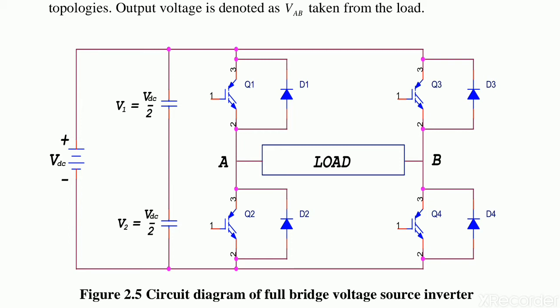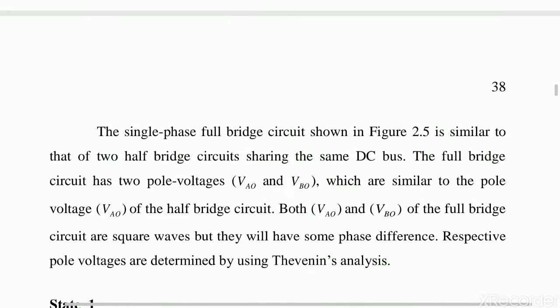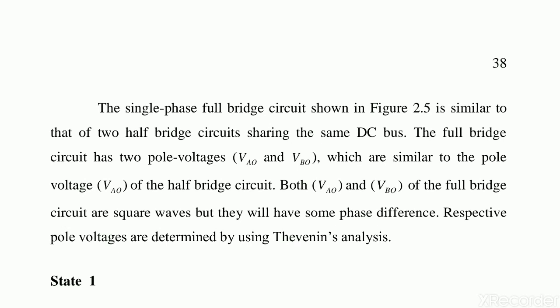How the AC output can be obtained across the load with the help of the DC voltage, we will see. This circuit works in four states, and in each state we will see what happens. From the description we can see that the single phase full bridge circuit shown in the above figure is similar to two half bridge circuits sharing the same DC bus.